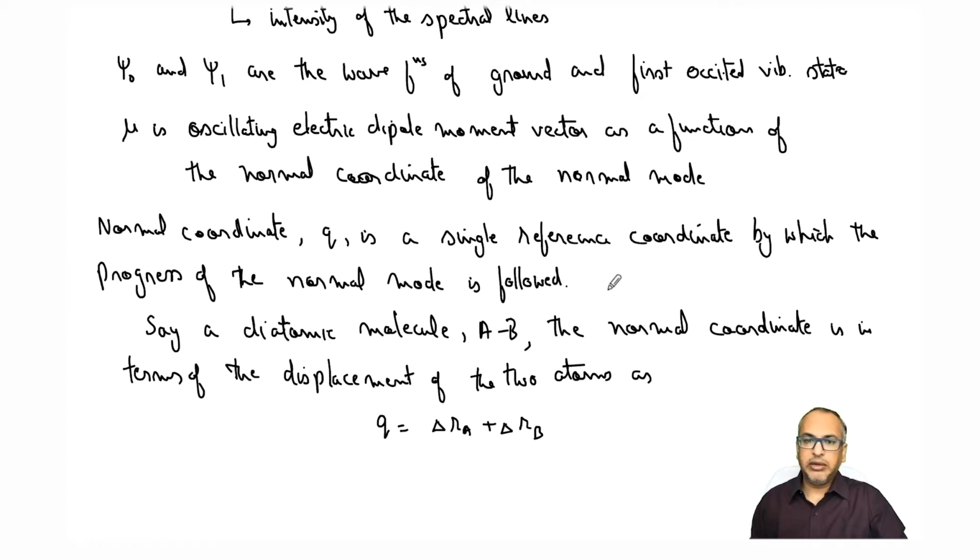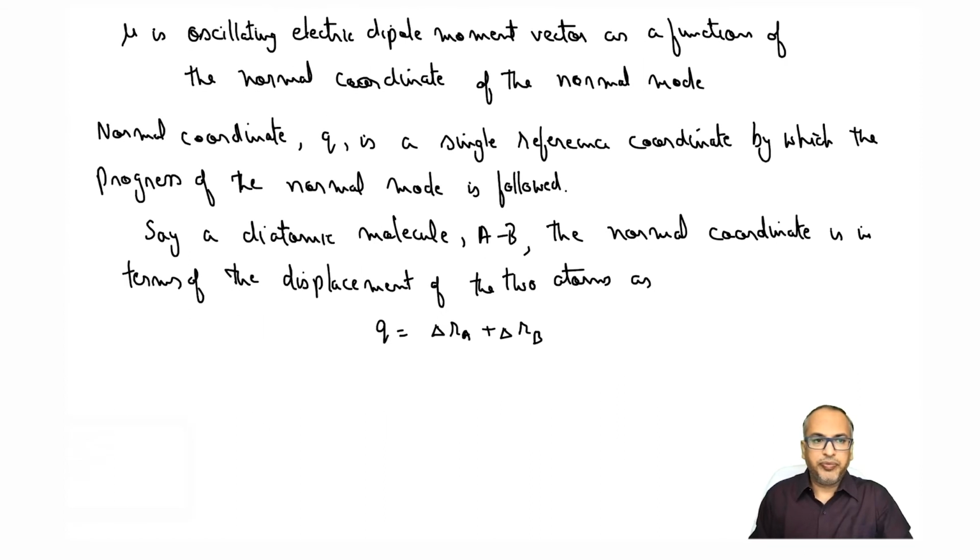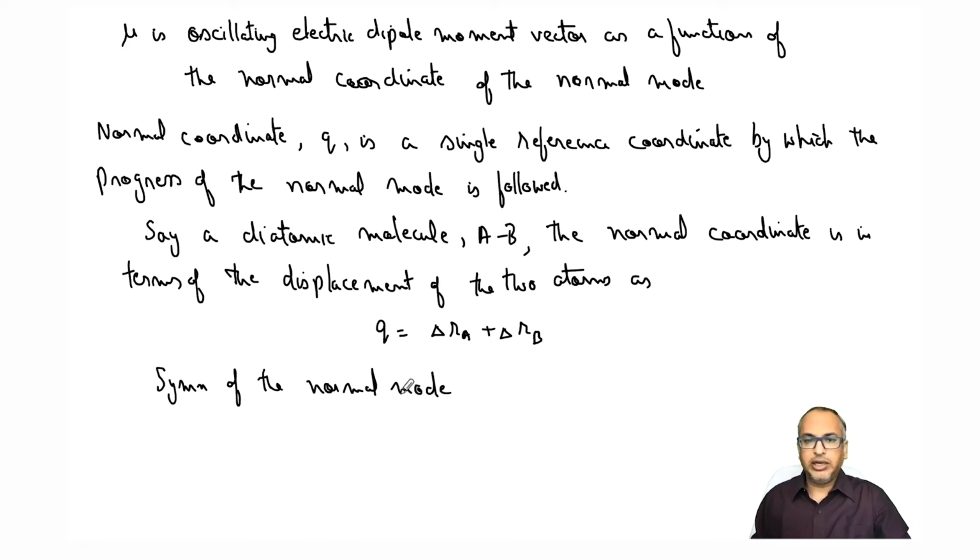So what is the idea behind it? The idea is the symmetry of the normal mode. Why are we doing this? The symmetry of the normal mode, which we already know from the character table, right? We have learned in the last lecture how to find out the symmetry of a normal mode, and it is the same as the symmetry of the corresponding normal coordinate.